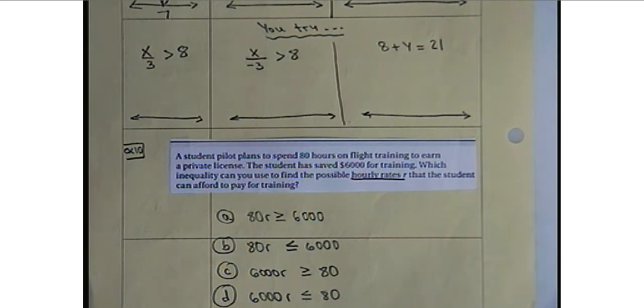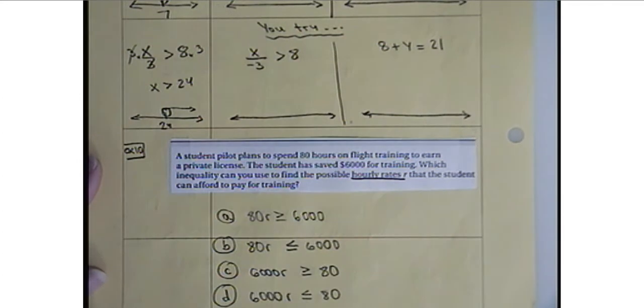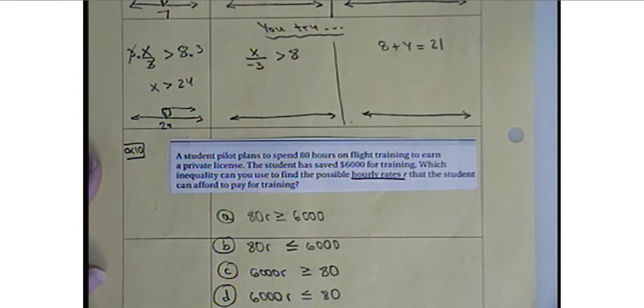Otherwise, I will continue solving the examples. So if you're not sure about the solution, just follow me. So x over 3 greater than 8, we multiply by 3 both sides. Those two cancel, so x greater than 24. Okay, 24 is right here. Open circle, x greater goes in this direction. And we're done.